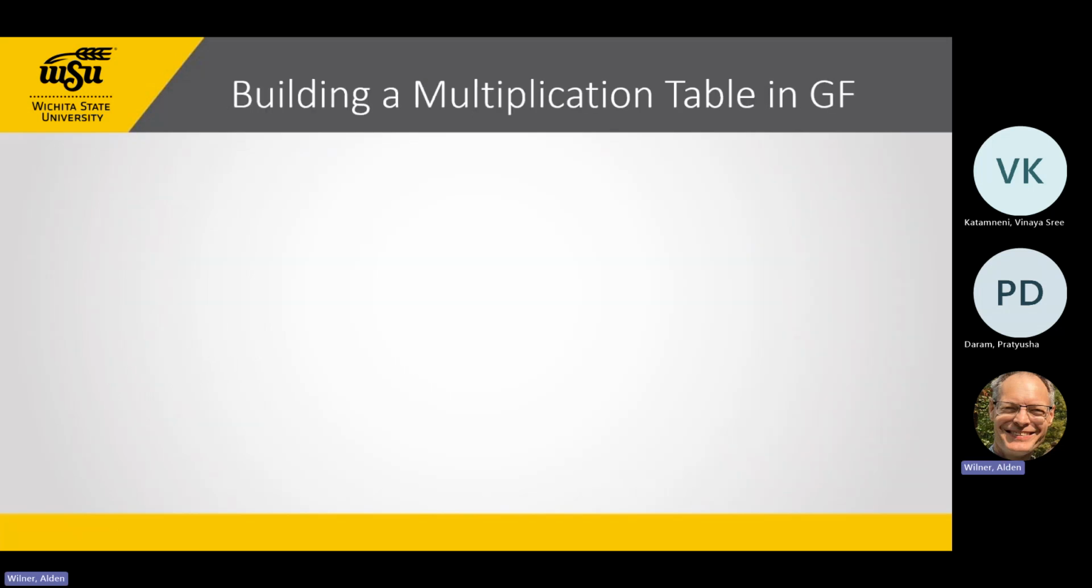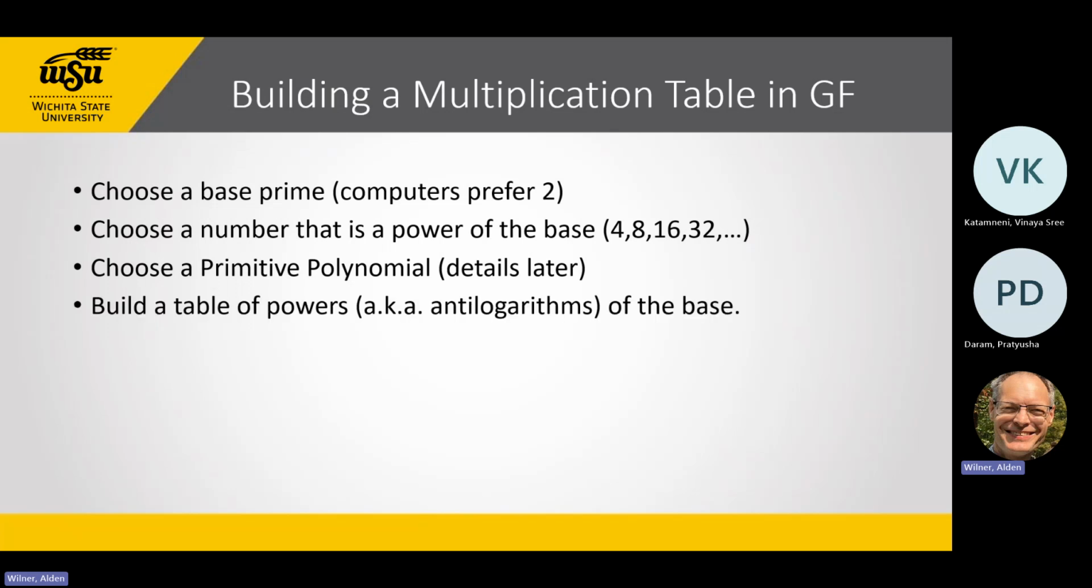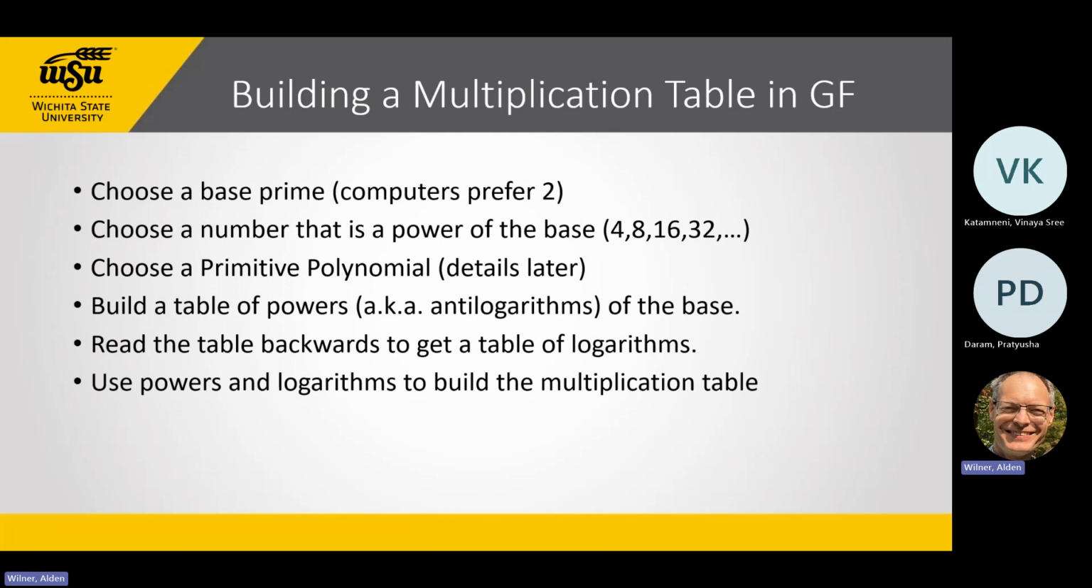So, building a multiplication table in Galois field. We choose a base prime. Computers prefer 2, we'll use 2. You can build using 3, 5, 7, right? Choose a number that is a power of the base, 4, 8, 16, 32. Choose a primitive polynomial. We'll figure out what that is later. We'll build a table of powers of that base, aka anti-logarithms. 2 to the 0, 2 to the 1, 2 to the 2, 2 to the 3, so on and so forth. And we then take that table, we read it backward to get the logarithms, and we then use powers and logarithms to build our multiplication table.